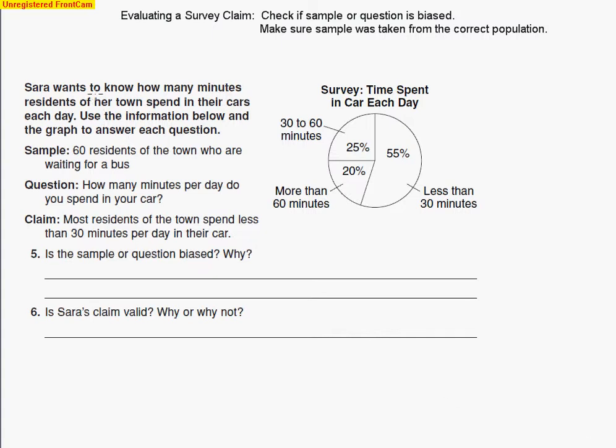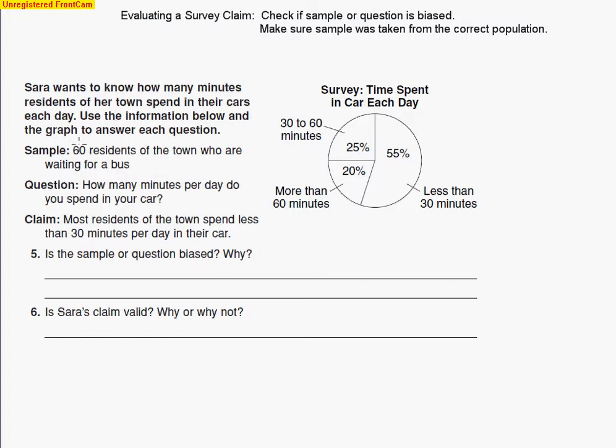Sarah wants to know how many minutes residents of her town spend in their cars each day. Use the information below and the graph to correctly answer the questions. Her sample here says 60 residents of the town who are waiting for a bus. This is her sample, just 60 residents of her town who are waiting for a bus. Well, she wants to know about the minutes residents in her town spend in their cars each day. So the sample right here is kind of questionable.